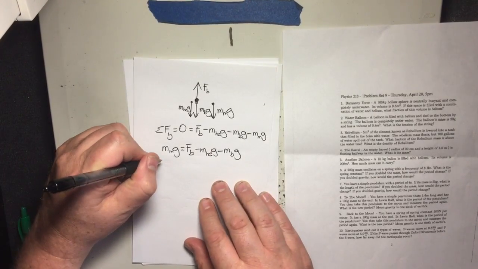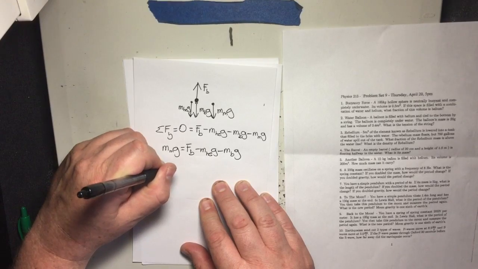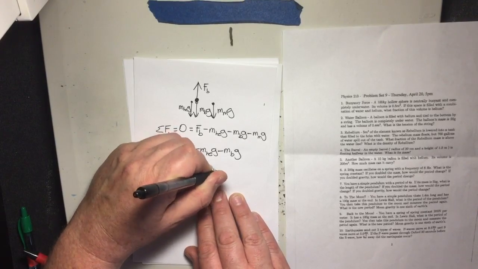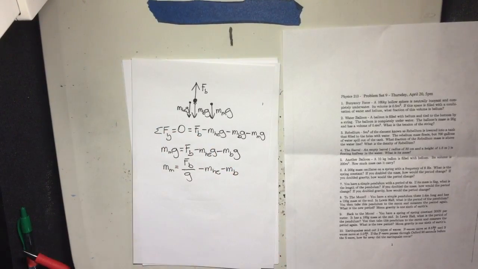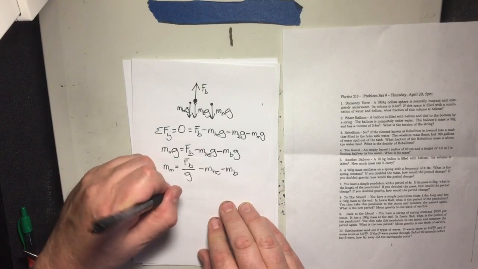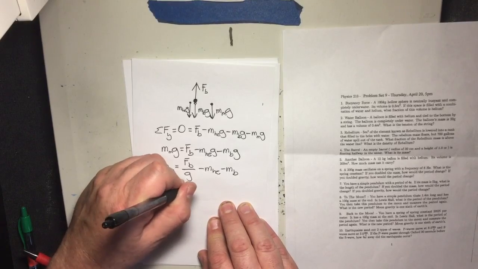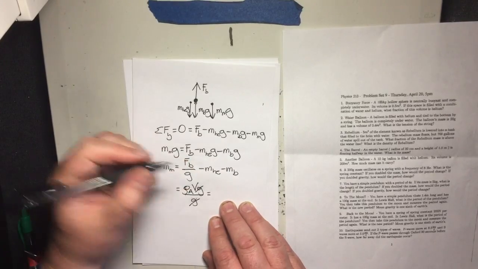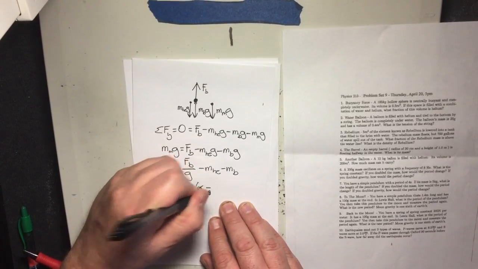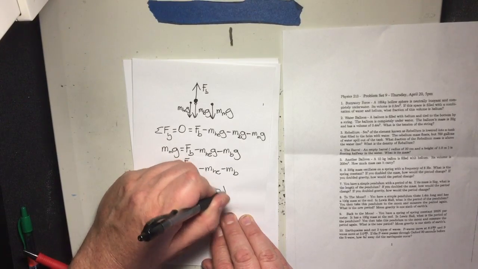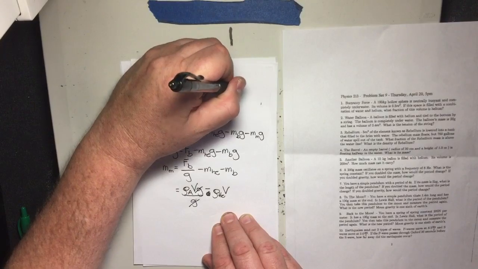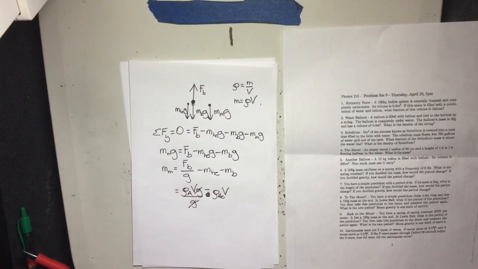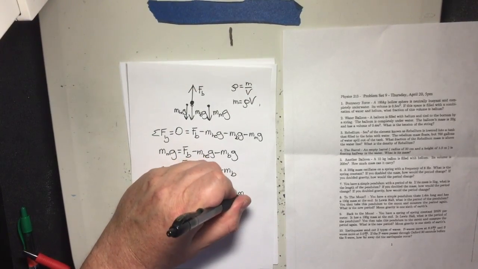Divide both sides by G. Additional mass is the buoyant force divided by gravity minus the mass of the helium minus the mass of the balloon. The buoyant force is density of air, volume, gravity. The mass of the helium is density of helium times volume. Once again, density is mass over volume, so mass is density times volume. And then mass of the balloon.